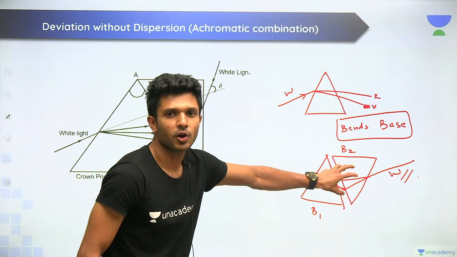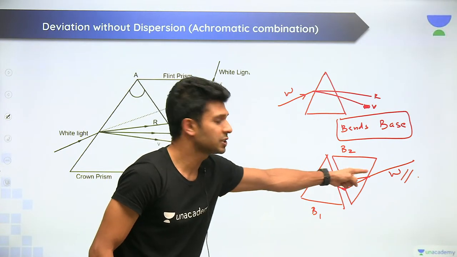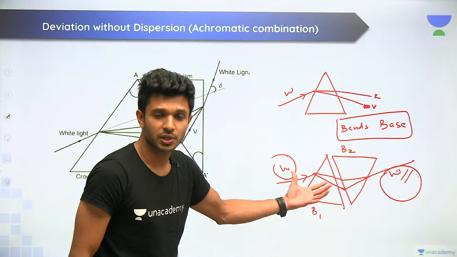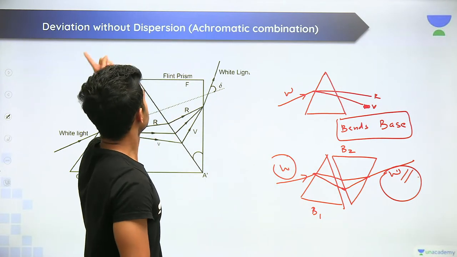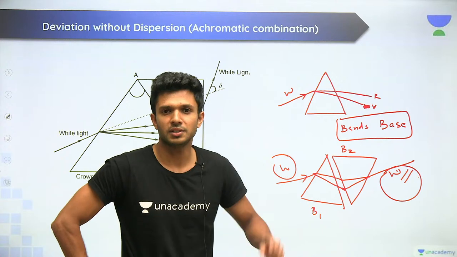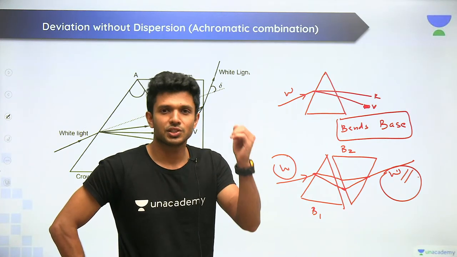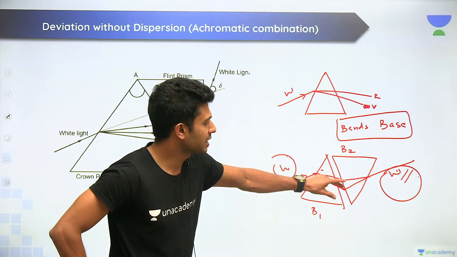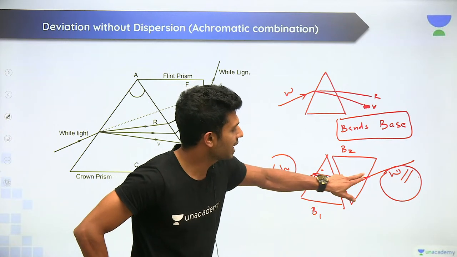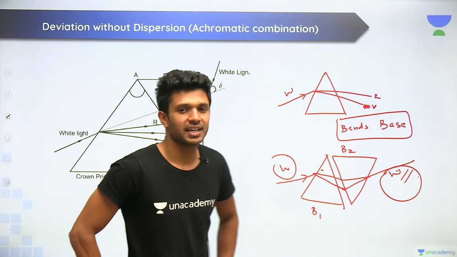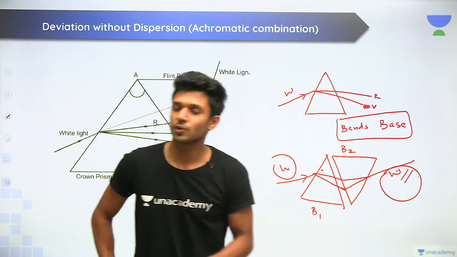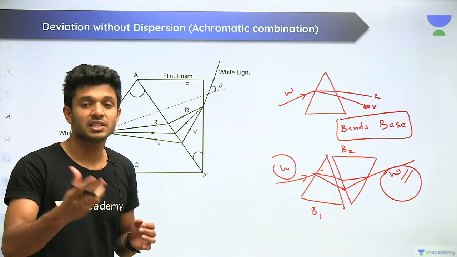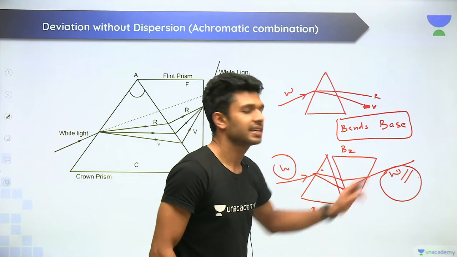So this case of the combination of prisms where there is no dispersion, see, white light is entering, white light is exiting, which means there is no dispersion but there is a bending, is called deviation without dispersion or achromatic combination of the prism. Understood what happens? The first prism disperses the light and the other prism combines all those dispersed lights back into white light. So this combination of prisms we call achromatic combination. Chroma means color. Achromatic means without color, because white light enters and exits as white light itself.